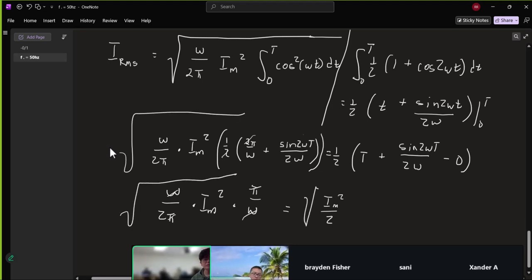This is a 1 over lambda. That's a crossed out 2. Oh, I was like, oh no. That's a 2. So I RMS is Im over the square root of 2. And so, like I said, if you have any sinusoid, the root mean square should be the maximum value divided by the square root of 2. And lucky for me, it turned out to be correct.